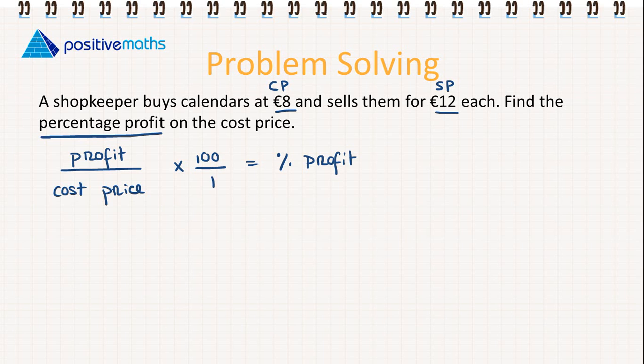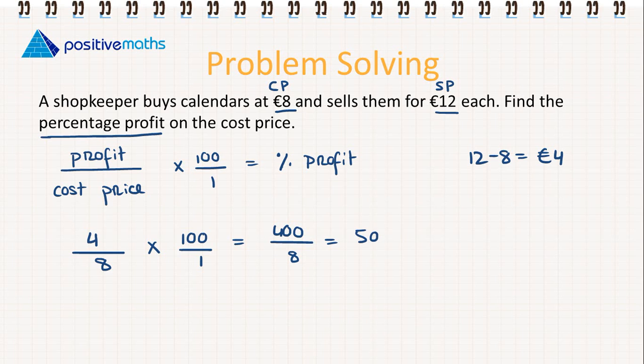Okay, so first of all we need to find our profit. So we subtract 8 from 12 to find that they made a €4 profit. So now we put 4 over 8 multiplied by 100 over 1 will give us our percentage profit. So that is 400 divided by 8. So we get 50% profit.